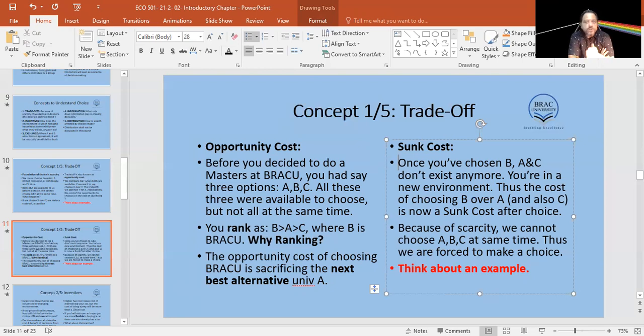Now, after two semesters of staying in Brack University, you will realize whether your choice was good or bad. Our model assumes once you've made the choice, you can't look back. We will look at examples of what this means and why. Before making a decision, we have to be very, very careful. We will look at examples during the class.